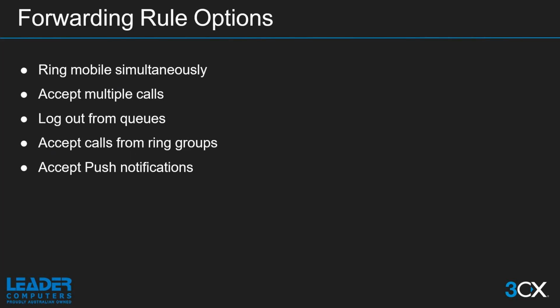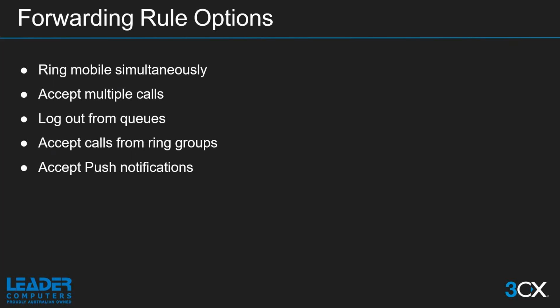And with the forwarding rule option, you can also have a checklist which you can make use of if the customer needs it. So, ring my mobile simultaneously. When that is enabled, whenever you receive a call, it's going to ring your 3CX app or desk phone as well as your mobile simultaneously.